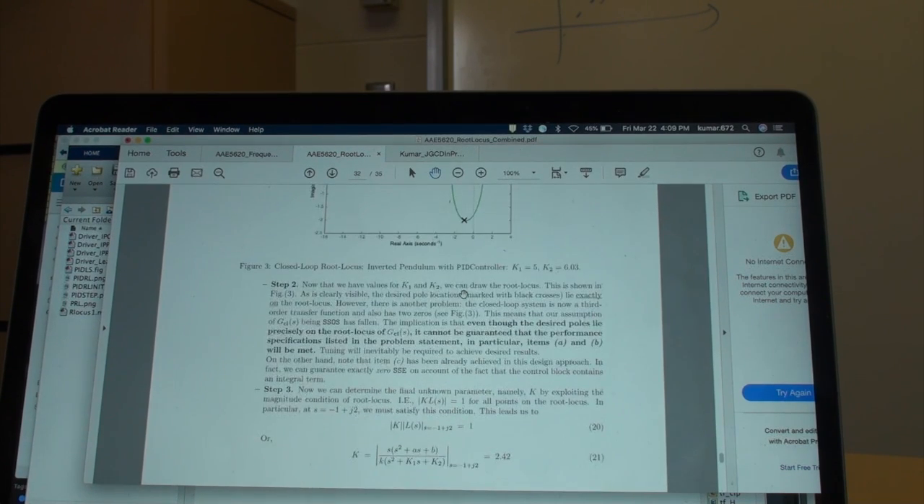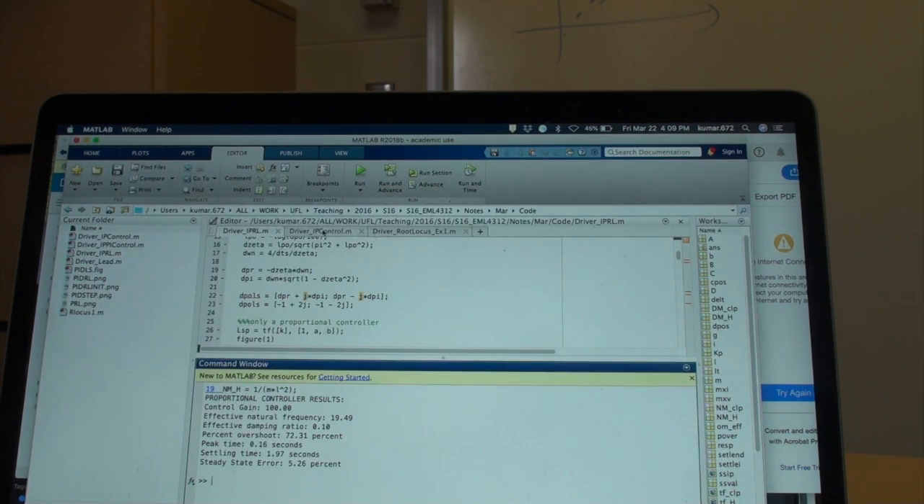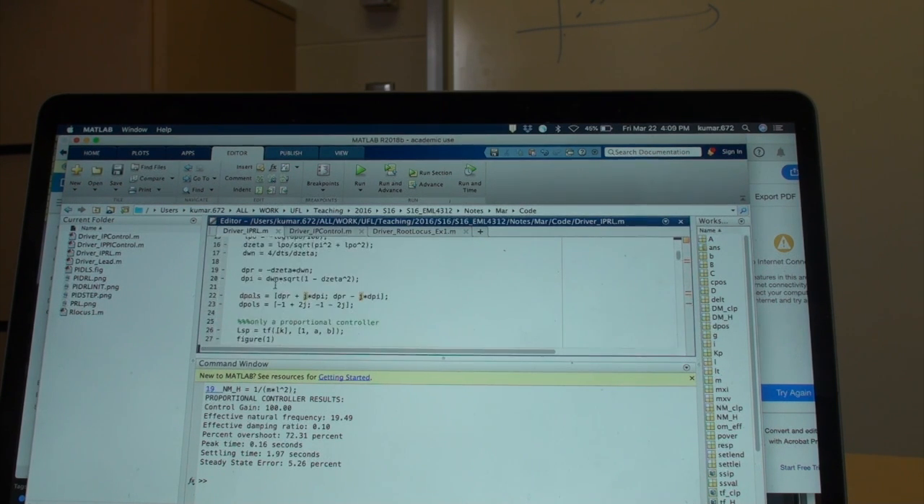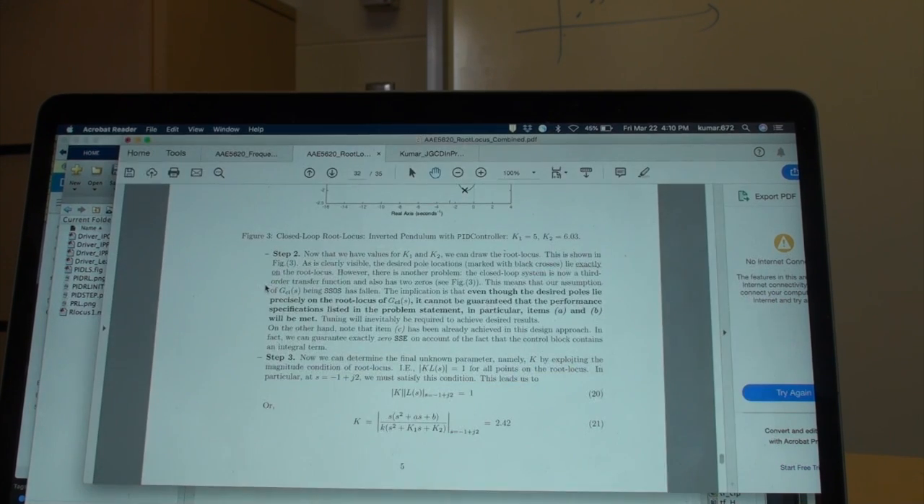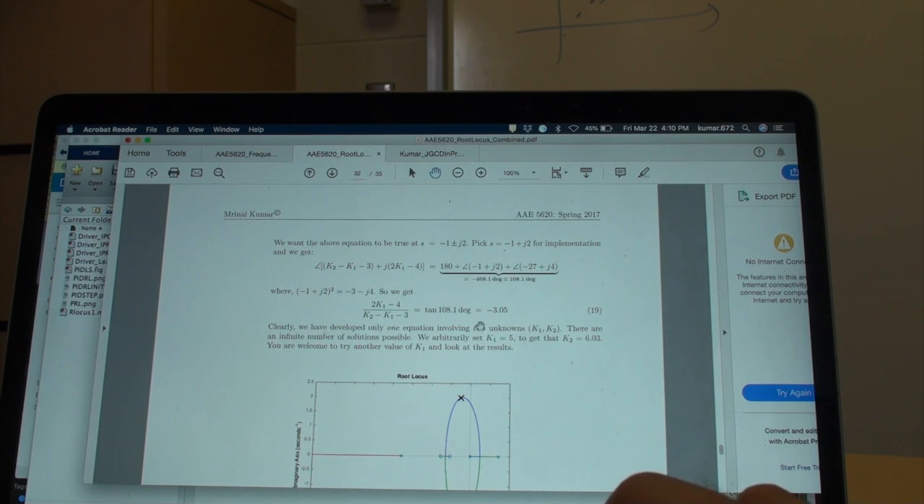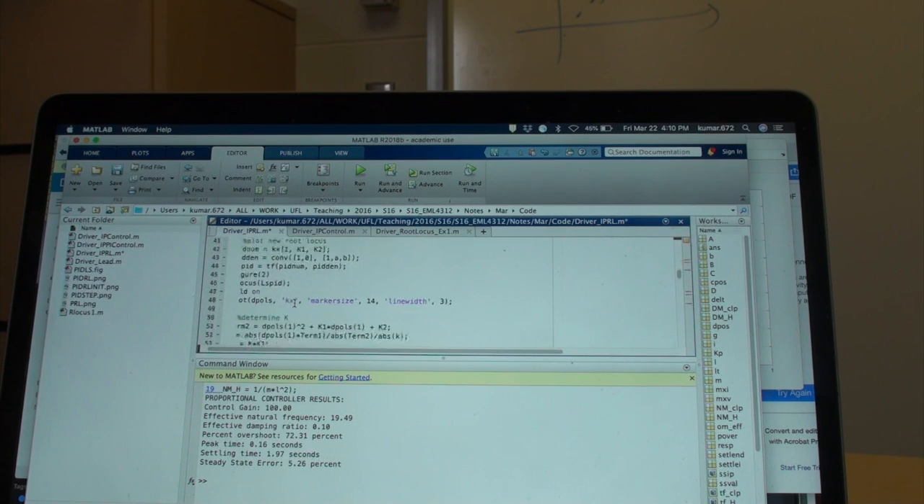The poles will end up at that location. So it turns out that the value of K is 2.4. So let's do this. We're gonna pick K1 to be 5 and 6.03, so 5 and 6. And K2, we're gonna pick to be 2.4, see what happens.